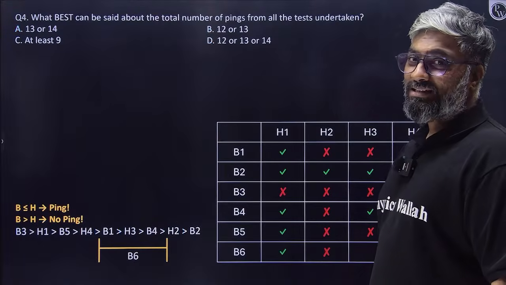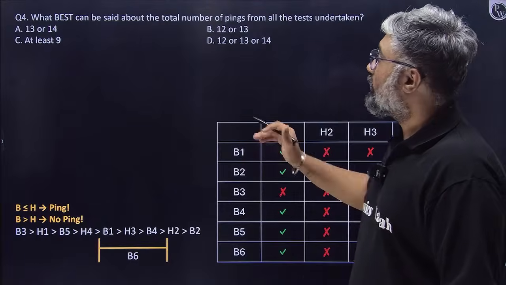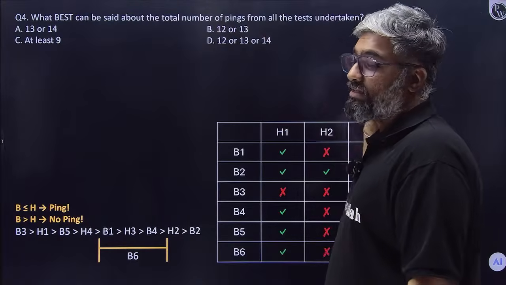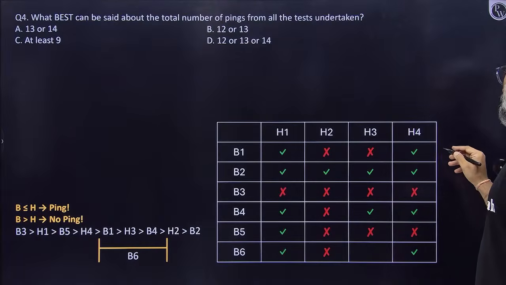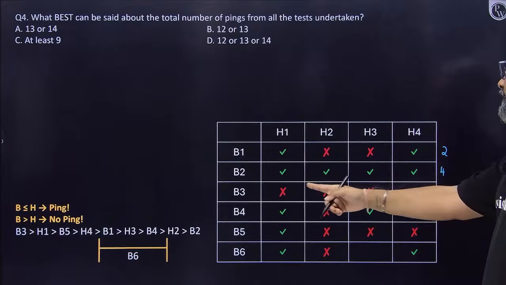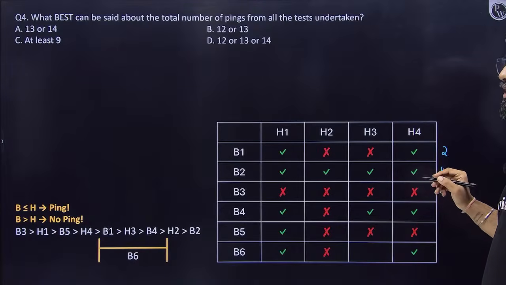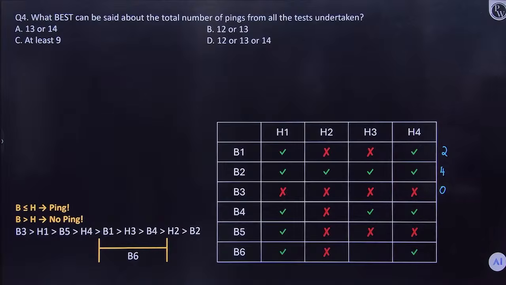The last question, the final one, let's go. What best can be said about the total number of pings from all the tests undertaken? From all the tests, total pings, okay? So B1, total 2, B2, total 4, B3, 0. This we have already found out. Can you search and tell me the answer for this question?